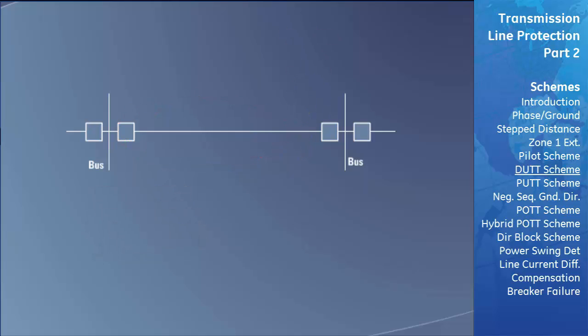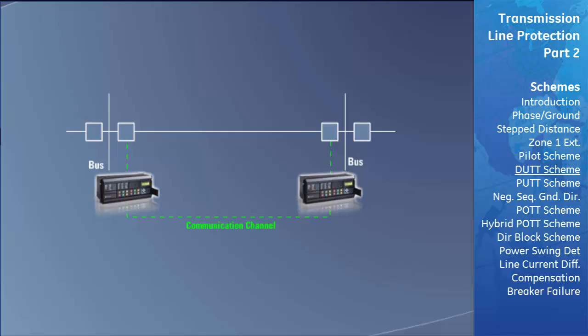As for all pilot schemes, there must be a communication channel set up between the distance relays at each end of the line. This communication channel can be one of many different configurations. The communication channel may have the ability to only send one bit of data back and forth between the relays, such as a power line carrier communication link, or may be able to send multiple pieces of data back and forth between the two relays, such as a fiber optic or microwave link.